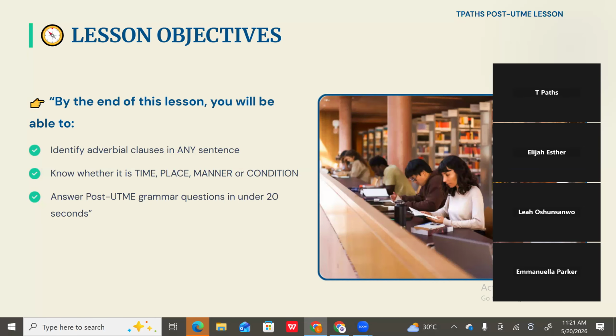When you come across sentences, you should be able to identify adverbial clauses, because I've noticed that some students always see English as a day-to-day conversation that they usually have with people, so they think they should be able to answer the questions correctly. But when they get to the exam, they see that it's a lot trickier than they expect. So by the end of this lesson, you should be able to identify questions that have to do with adverbial clauses correctly, and know whether it is time, place, manner, or condition.